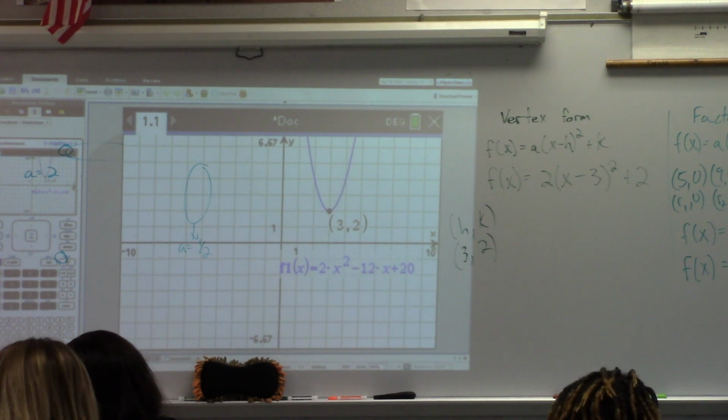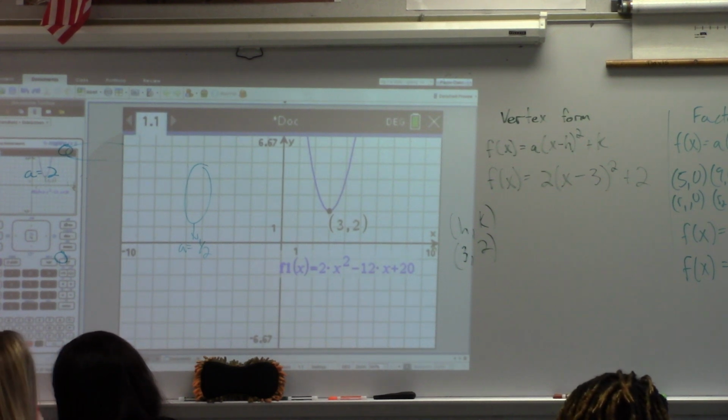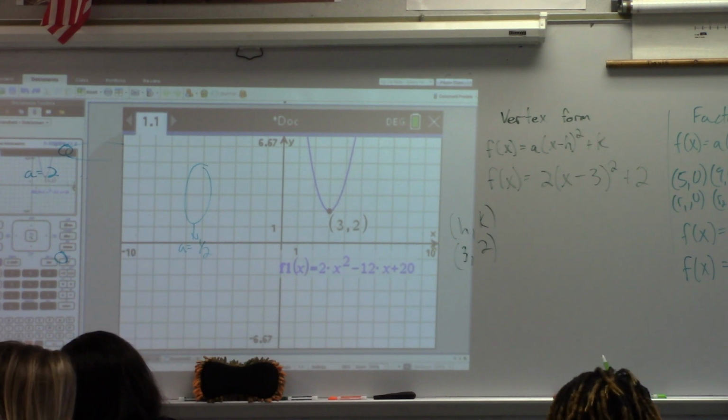Oh. Thank you, number 4. I had you write it in vertex form, and we did that. Right now, can you write that in factored form? Wait, this right here? Yeah, that one right there. Yeah, I can. No, I can't.